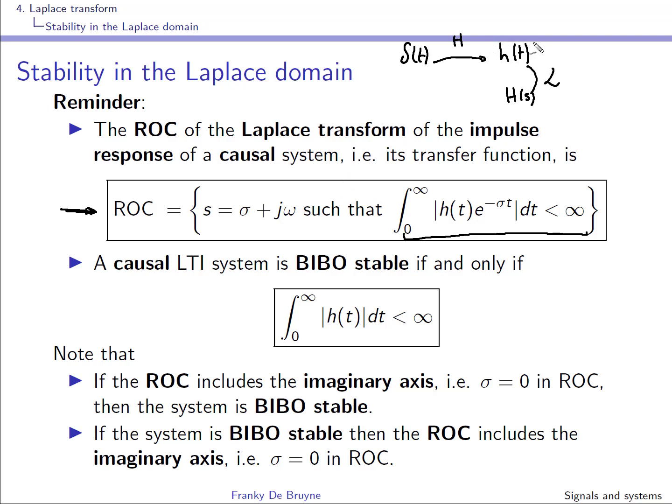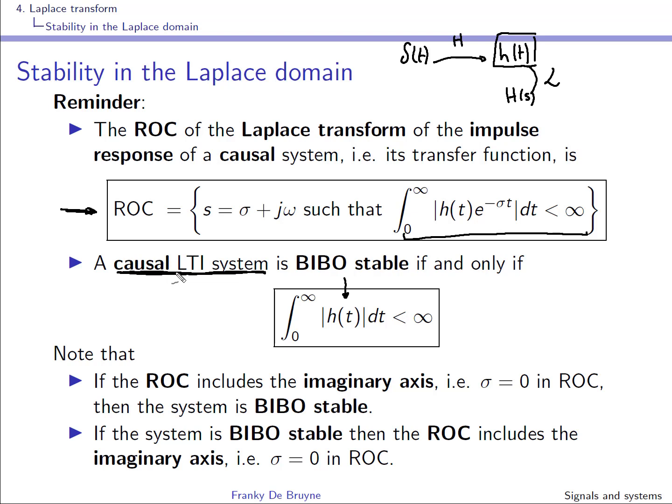In section 3 we also have considered stability, but in the time domain, and we have seen that a causal linear time invariant system with impulse response h of t is stable if and only if its impulse response is absolutely integrable. So this means that this integral over here is bounded. Okay, so this is another important aspect of what we have seen previously.